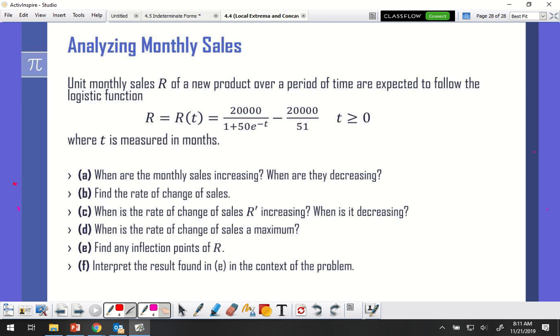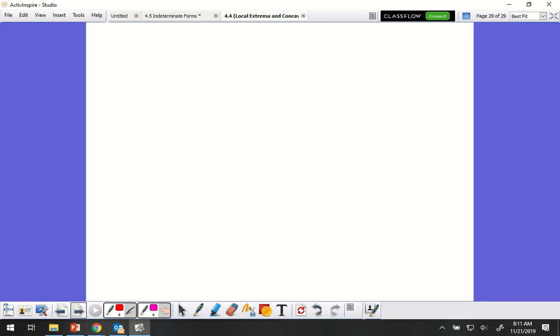Where are the monthly sales increasing? When are they decreasing? Find the rates of change of sales. When are the rates of change of sales, r prime, increasing? When are they decreasing? So, mins and maxes, all the good stuff. So, let's go ahead and start off with my function. I need someone to read this off for me so I don't screw it up.